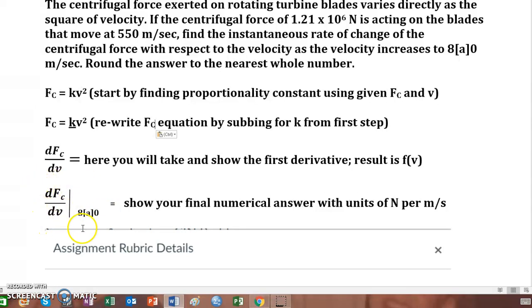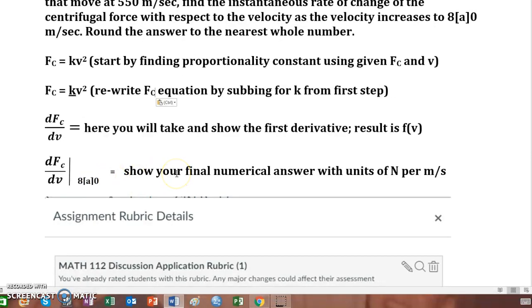And this notation that I have presented for you here is in your reading. So again, one of the key things this week is making sure that we know what the notation is saying and what the notation is asking us to do. So one more time, what this is asking us to do is, after we've taken the derivative of centrifugal force with respect to velocity, that derivative will be a function of velocity, and you're going to substitute this given rate of velocity for v in that function, and then you will find the instantaneous rate of change, or that first derivative at this specific velocity.